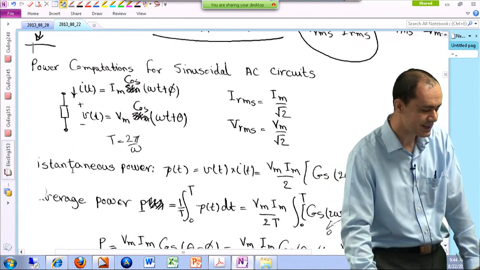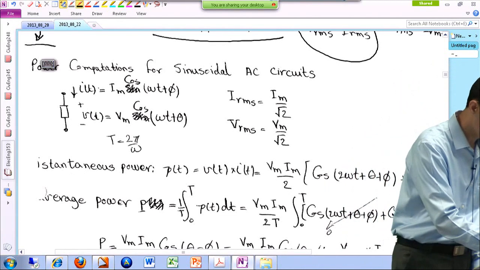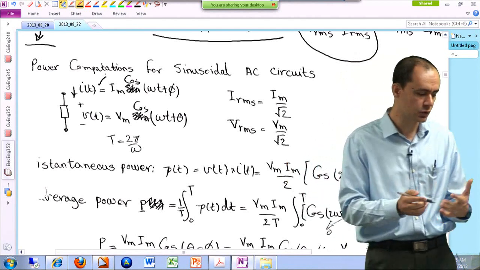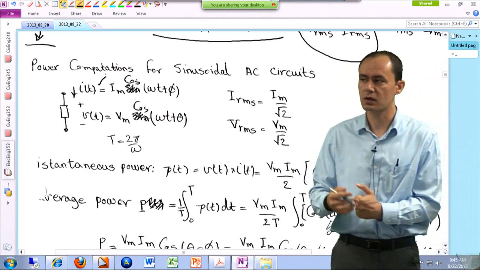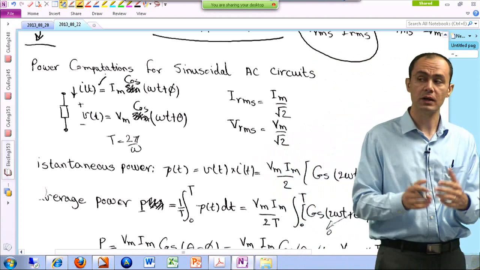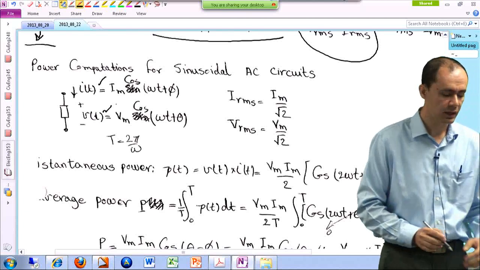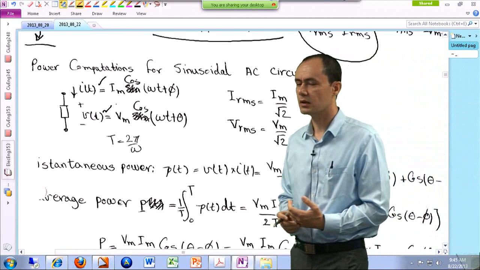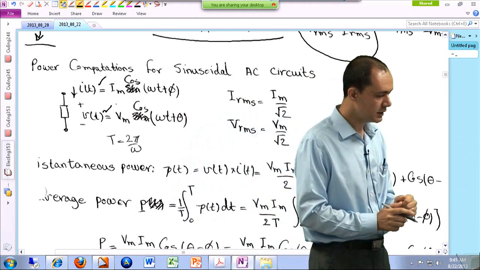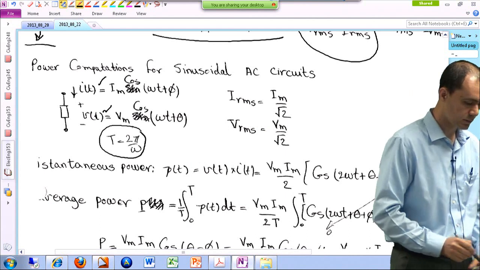But let's look at a sinusoidal case. Our current is a sinusoidal waveform with an amplitude of Im times cosine of omega t plus some phase, phi. And our voltage is sinusoidal as well, with an amplitude of Vm times cosine of omega t plus theta, another arbitrary phase. And T is 2 pi over omega, which is the period of both of these signals.